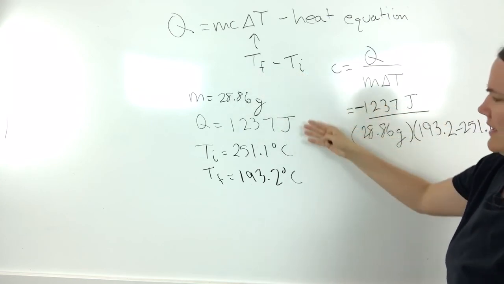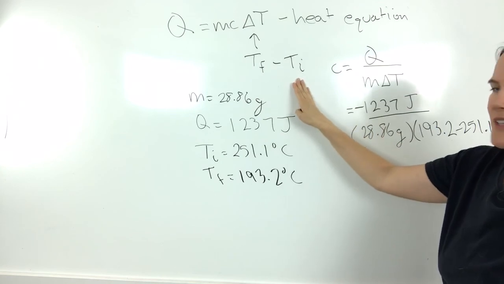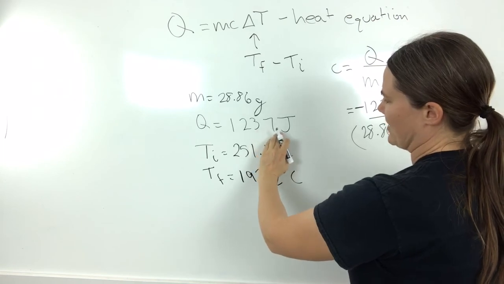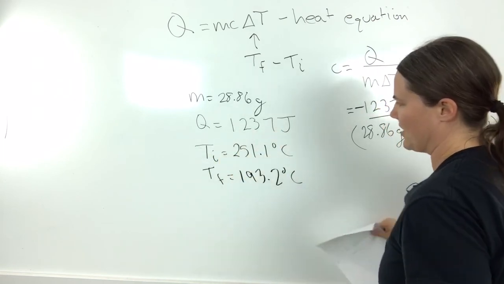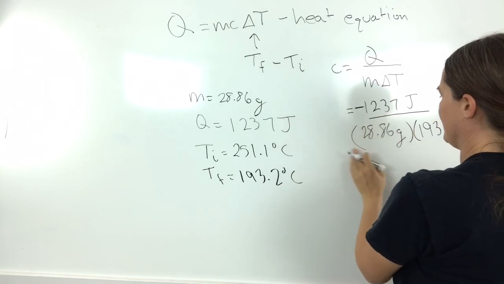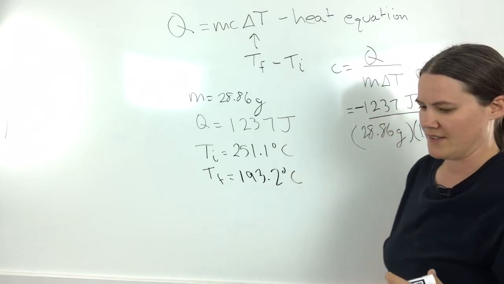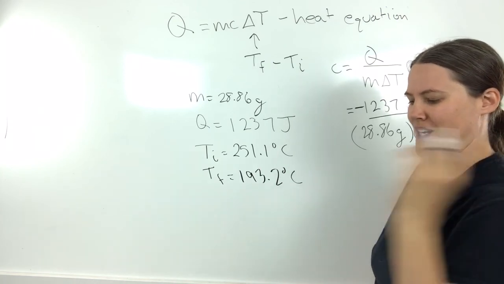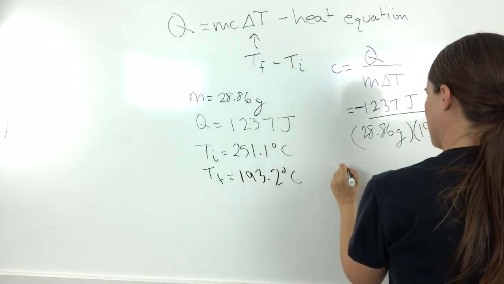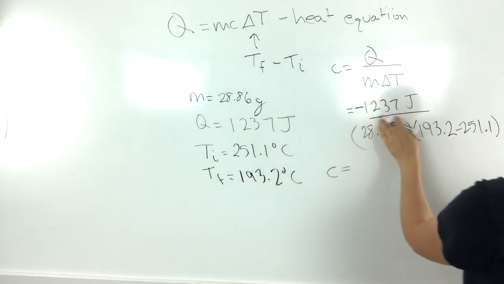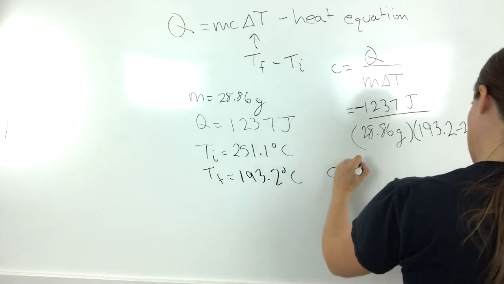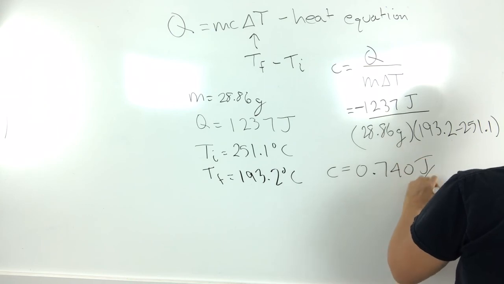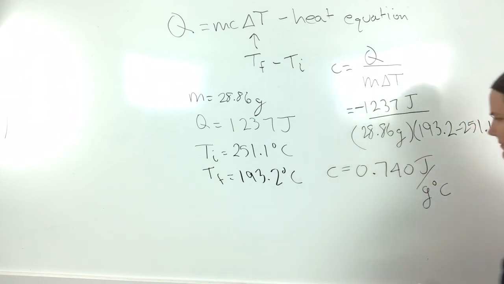The temperature final minus temperature initial is negative, and since we're actually losing heat in this problem, we're losing 1237 joules. Q is negative just to show that the direction of the heat is being lost. If you put this into your calculator, this is equal to 0.740 joules per gram degree Celsius.